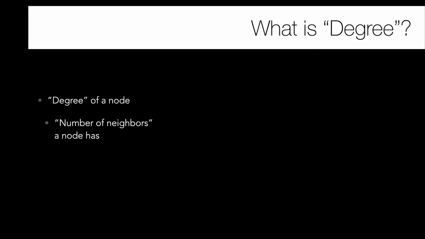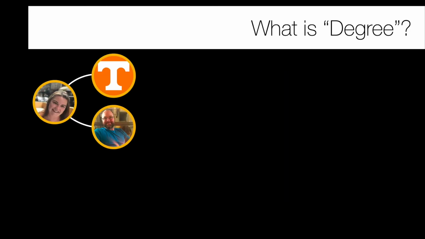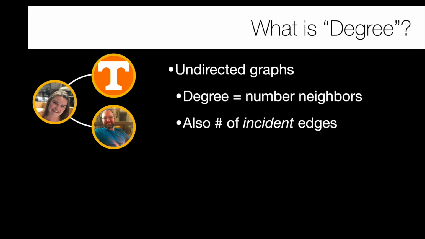Last week, we defined degree of a node as the number of neighbors a node has, with this example where the Washington Post clearly has a higher degree than New York Magazine. We can be a little bit more specific here. In an undirected graph, the degree of a node is the number of neighbors, just like we said. Another way of defining this is the number of incident edges. How many edges involve that particular node?